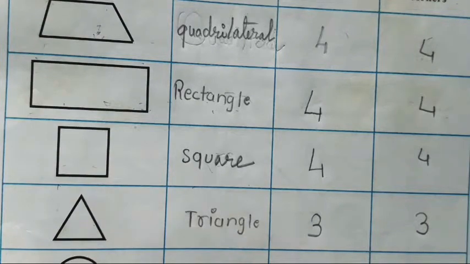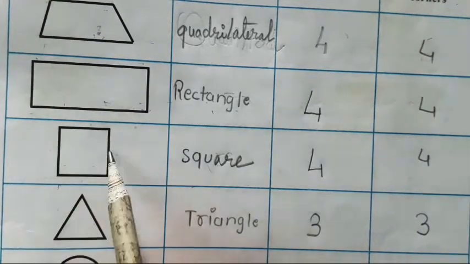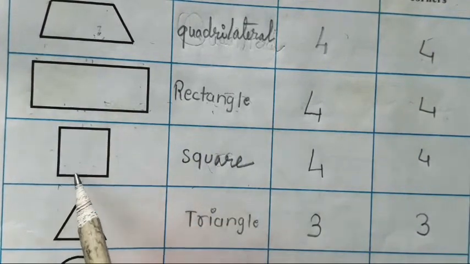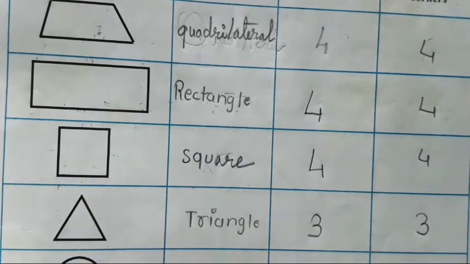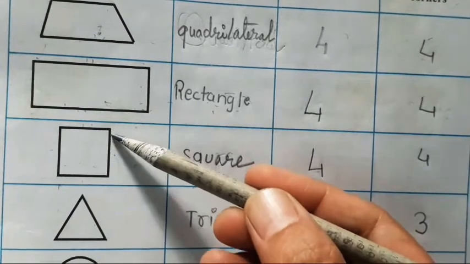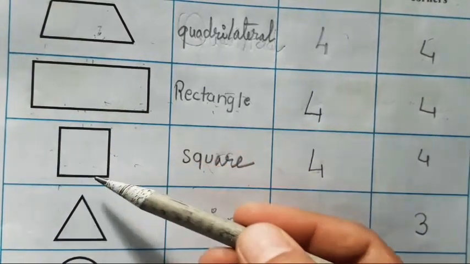Now moving further, this is a square. How can you recognize a square? All the sides are the same. Opposite sides the same means rectangle. All the sides are the same, that means it is a square. So a square has 4 edges and 4 corners.